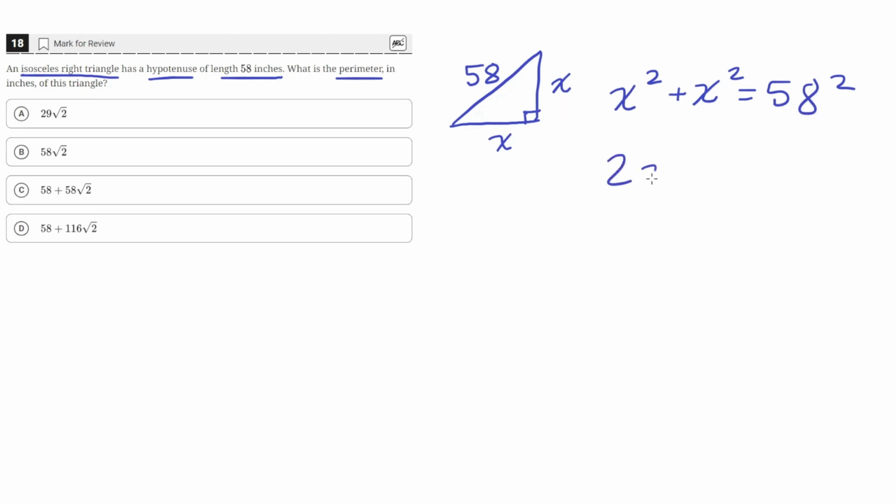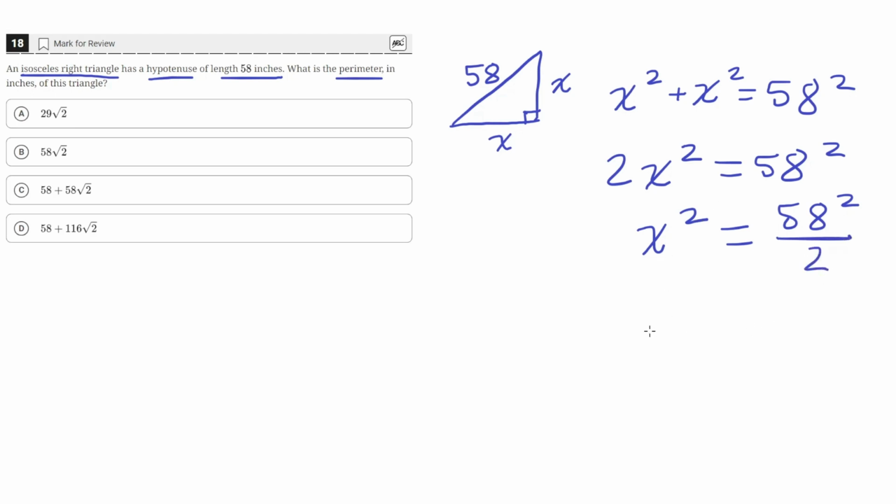So we can just combine these two like terms to get 2x squared equals 58 squared. And then we can divide both sides by 2 to get x squared equals 58 squared over 2. And then take the square root, so we get x equals 58 over square root 2. So the length of both of these legs is 58 over square root 2.